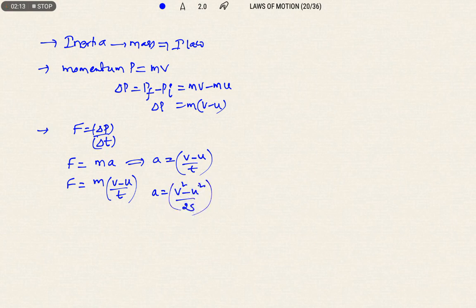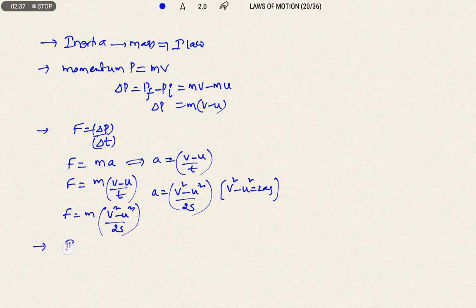This we get from the third equation of motion, that is v square minus u square equals 2as. So from this we write a as (v square minus u square) by 2s. After substituting here, we get m into (v square minus u square) by 2s. Okay.